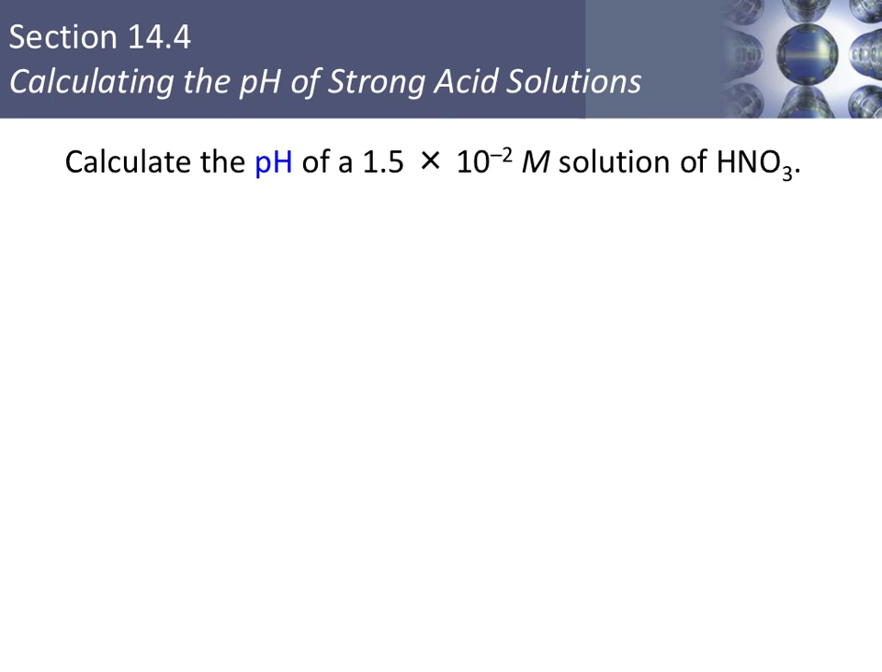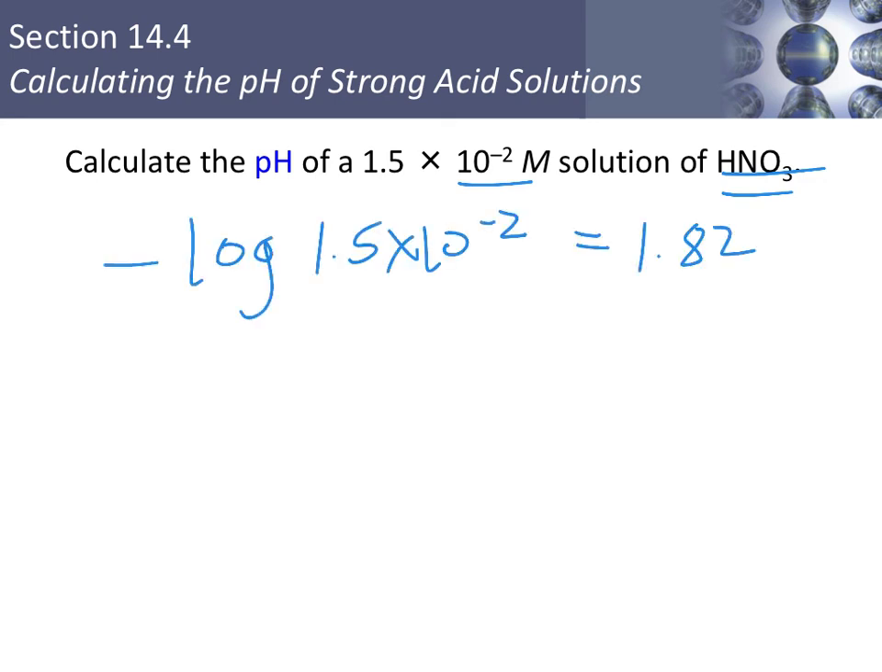And finally, we're going to calculate the pH of a 1.5 times 10 to the negative 2nd molar solution of nitric acid. This is another strong acid, and this concentration here is greater than 1 times 10 to the negative 7th molar. So the hydrogen ion concentration is going to be equal to 1.5 times 10 to the negative 2nd. And our pH is 1.82 when we take the negative log of 1.5 times 10 to the negative 2nd. 2 sig figs here means 2 decimal places in the pH, and 1.82 makes sense as a pH for a strong acid, nitric acid solution.